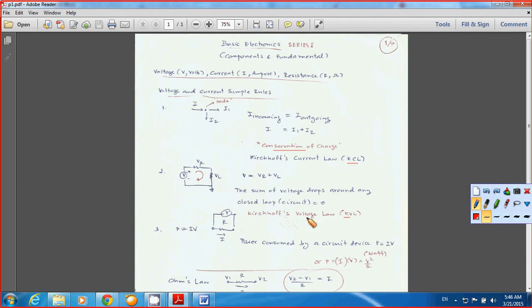Next is Kirchhoff's voltage law, or simply KVL for short. You consider any loop in the circuit. The source voltage V is equal to the voltage drop across the resistor plus the voltage drop across the inductor. So you simply write V equal to VR plus VL.